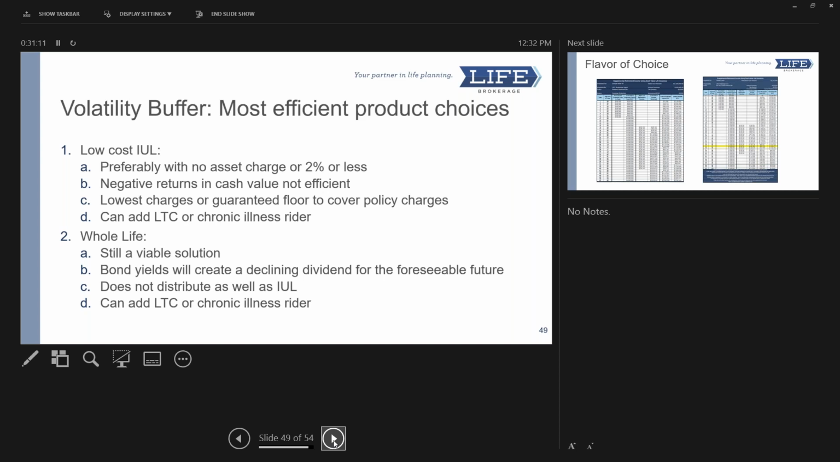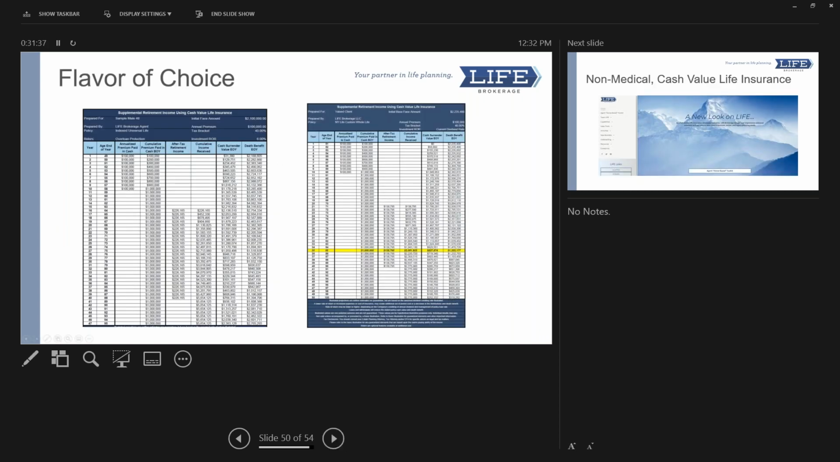Something with a floor. If you're going to use IUL, you can't have asset charges built into that policy with any more than 2%. I've seen 2% work. It's tolerable. We don't recommend any asset-based charge at all. The lower the charges, the more straightforward the product, the better. It buffs far better than having 6, 7, 8% asset charges, which quite honestly I think are ridiculous. Whole life is also a valuable tool. We'll illustrate it in whatever flavor you like.